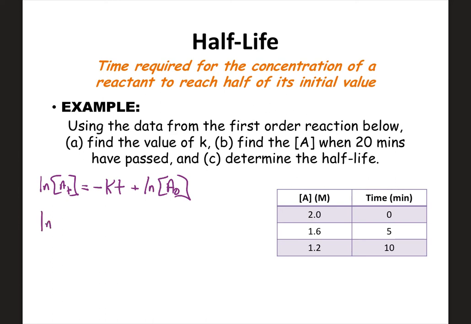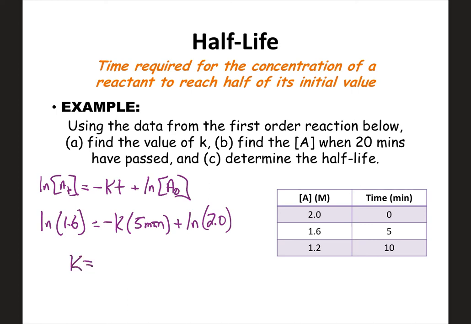So I'm going to have the natural log here of 1.6 equal to negative k, which is what I am solving for, times time, which would be 5 minutes, plus natural log of the concentration at time 0. If you notice, at time 0, the concentration was 2.0 molar here. All I'm doing is solving for k, realizing here that your units for k are going to be based off of the units for the time, but realize you'd be dividing the time by both sides. So your units for k here are going to be minutes to the negative 1.